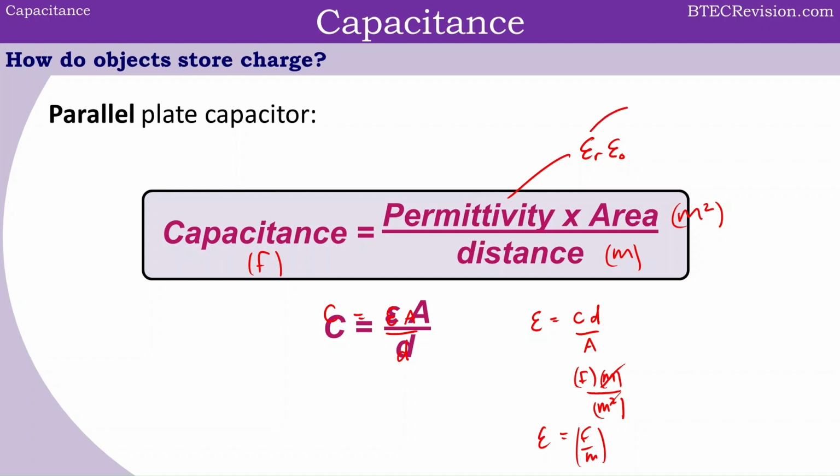And the epsilon R, relative permittivity, is also known as the dielectric. And if you remember from last lesson, the values for this can be 1 for air, and water will have a value of 80.